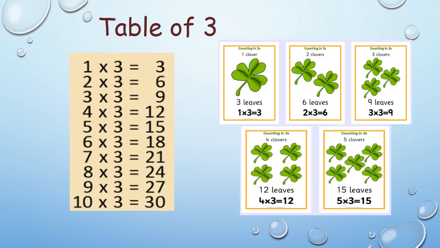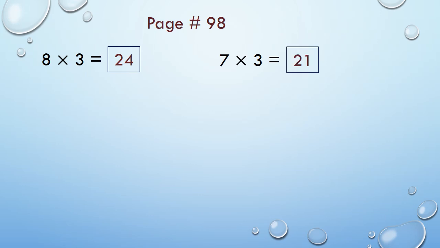And if we have 4 clovers, each has 3 leaves, then their number of leaves are 4 multiply 3. 4 threes are 12. And if there are 5 clovers, then their number of leaves are 5 threes are 15. After learning the table of 3, we can answer on page 98. 8 threes are 24 and 7 threes are 21.